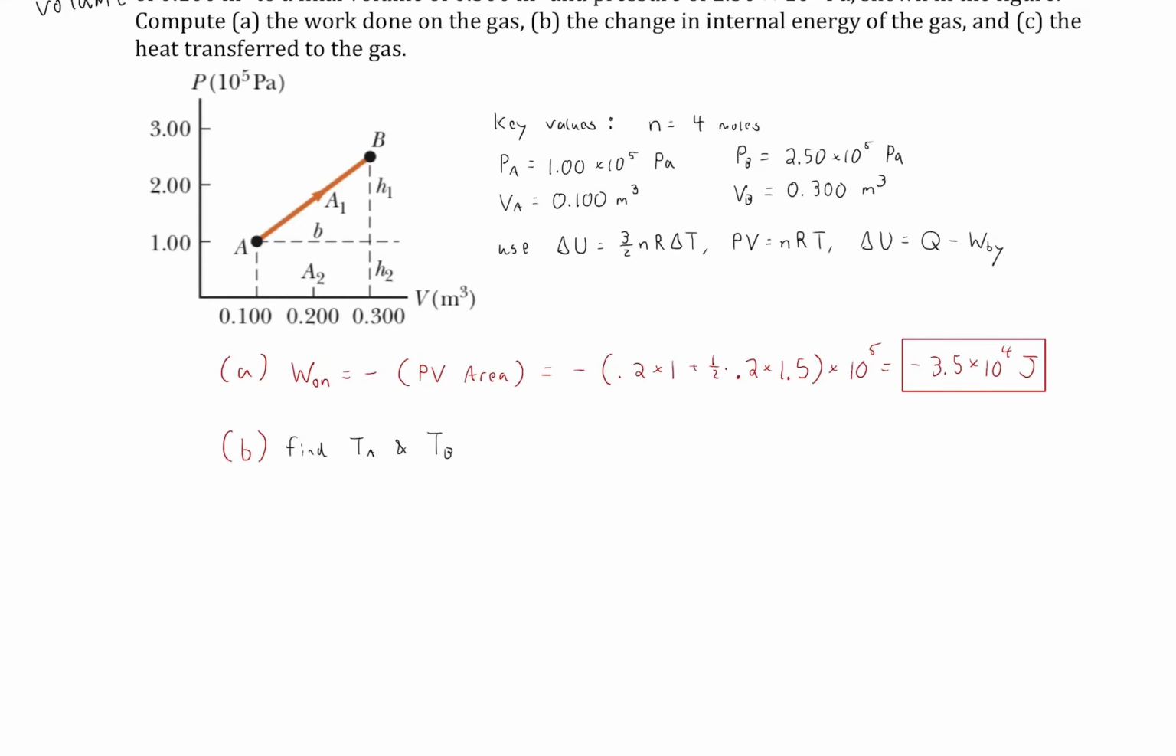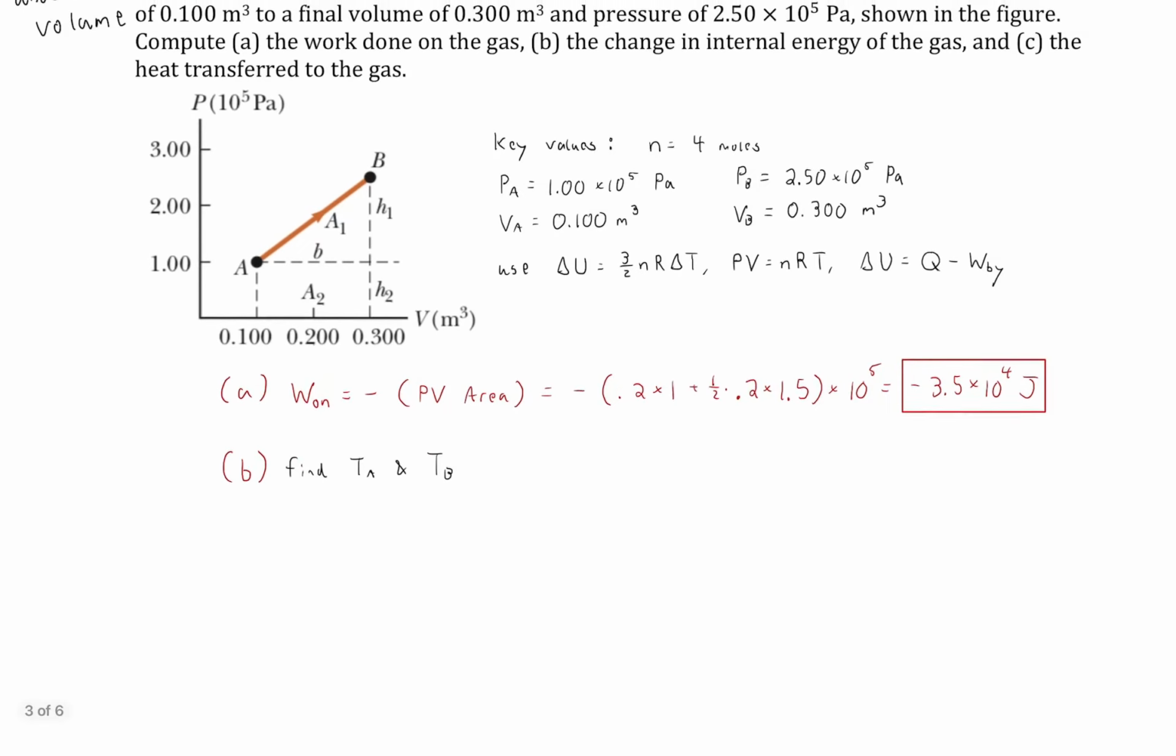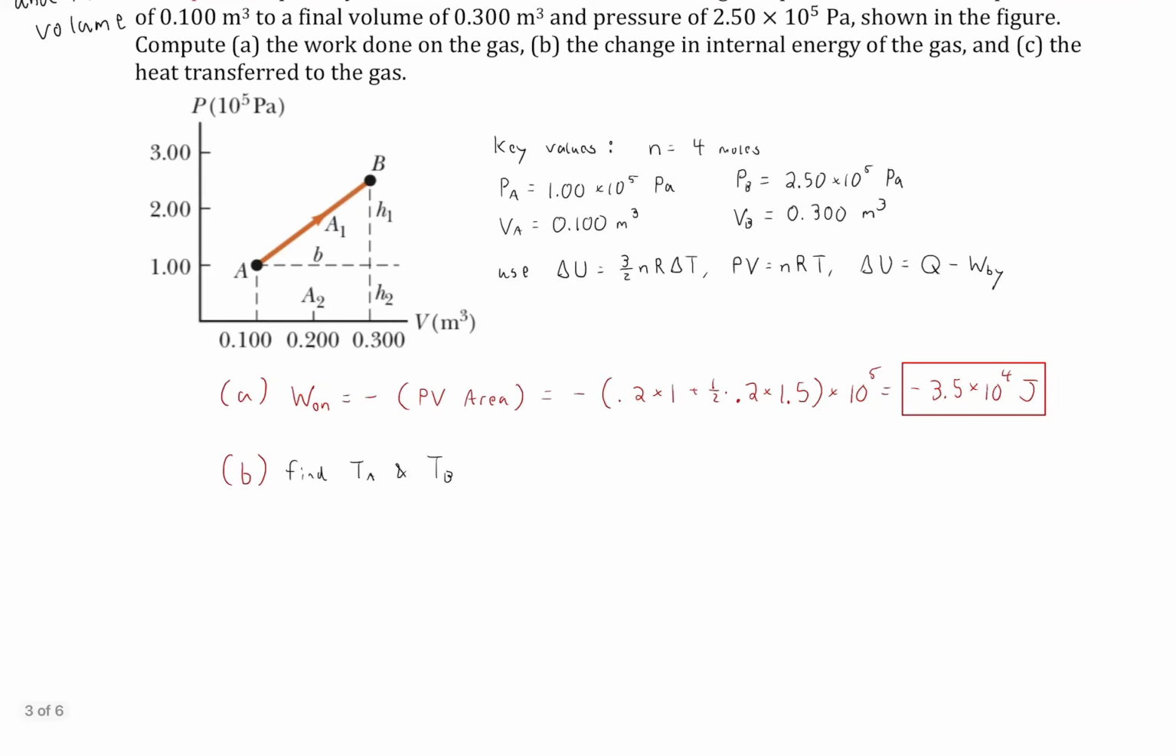Good. Then for part B, when we're trying to find the change in internal energy, for this one we need to find temperature A and temperature B. Because only then can we actually use this formula. Because this seems like the natural formula to find change in internal energy. After all, that's what it is. But it requires temperature terms, and we don't know them yet. We just know pressure and volume terms. So that means we're going to need to use the ideal gas law twice.